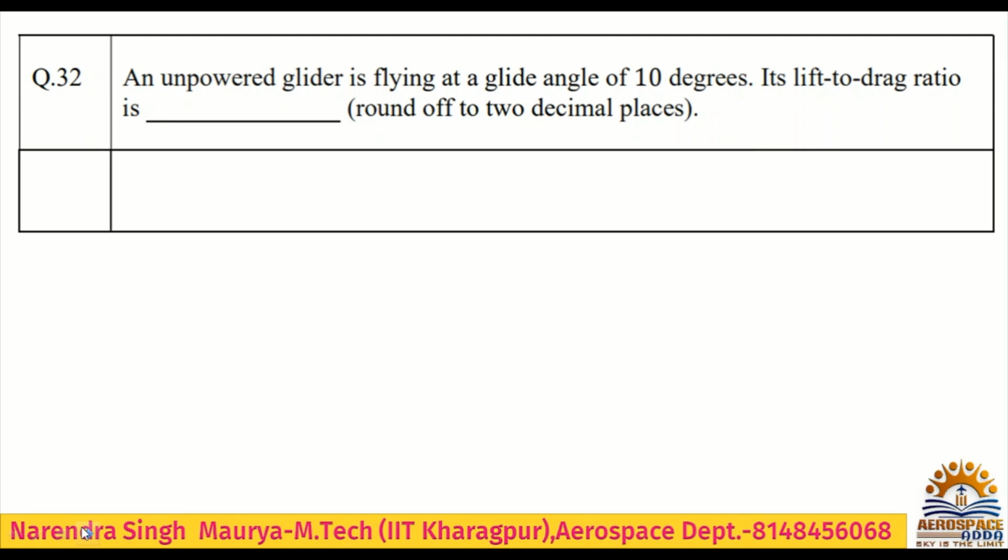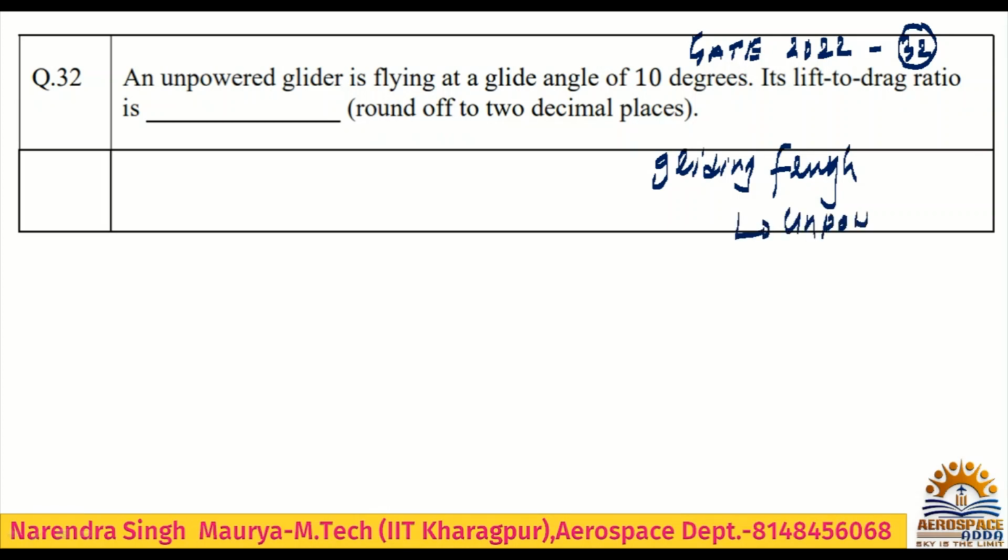This is another question. This question is number 32. Again, whatever questions we are solving, this is for GATE 2022. Now if you check, an unpowered glider, obviously glider means unpowered flight. That's the reason gliding flight is also called unpowered flight. You might have heard this gliding flight.